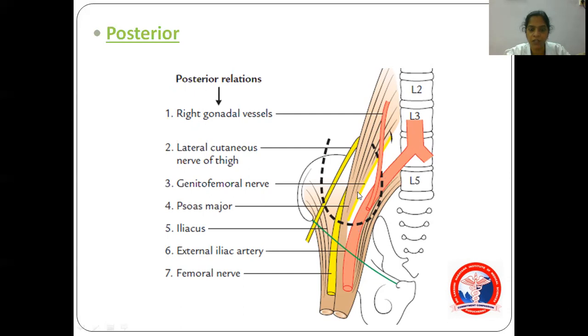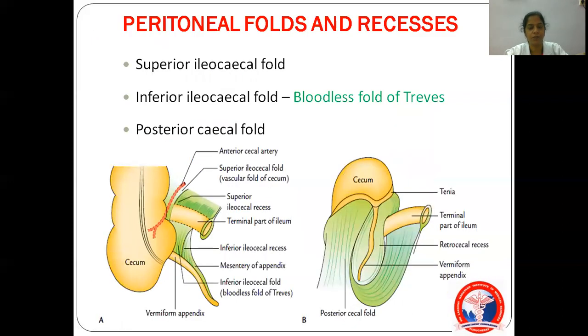Then you can see a nerve. This is the genitofemoral nerve. Here you can also see one more nerve, the lateral cutaneous nerve of thigh. Then you can see the femoral nerve. So these are the structures related posteriorly. So posteriorly, the cecum is related to the external iliac artery, right gonadal vessels, lateral cutaneous nerve of thigh, femoral nerve, and genitofemoral nerve. Then two muscles related posteriorly are psoas major and iliacus. So these are the relations posteriorly.